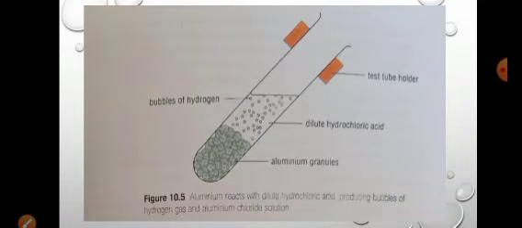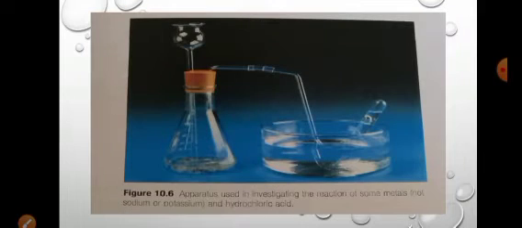This is the reaction in figure 10.5 that shows the aluminium reacting with dilute hydrochloric acid. As you can see, when you place the aluminium and then you pour the acid into it, you start to see bubbles. These bubbles are the hydrogen bubbles.